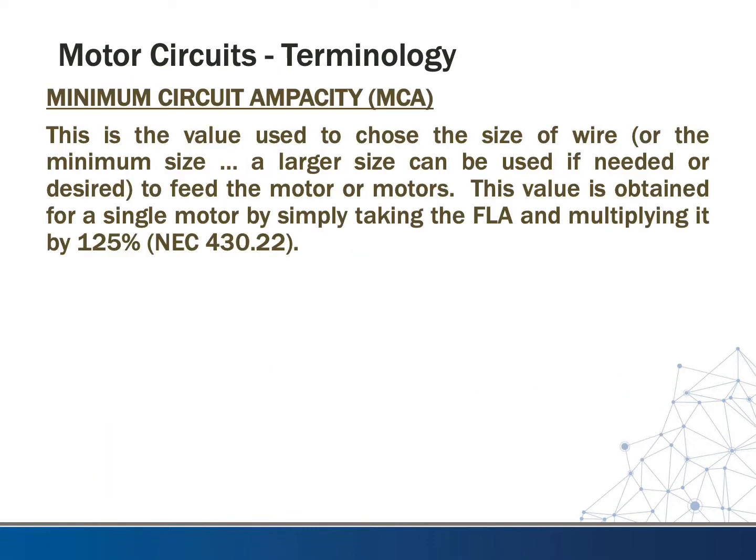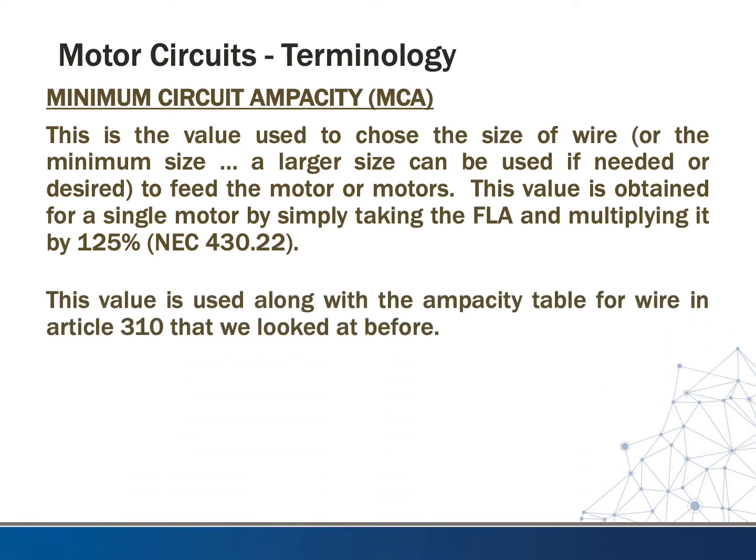Another term or abbreviation you're going to see is MCA, which stands for minimum circuit ampacity. This is the value used to choose the size of wire, or at least the minimum size. A larger size can be used if needed or desired, to feed the motor or motors. This value is obtained for a single motor by simply taking the FLA, which we just talked about on the previous slide, and multiplying it by 125%. And this is from the NEC Article 430.22.